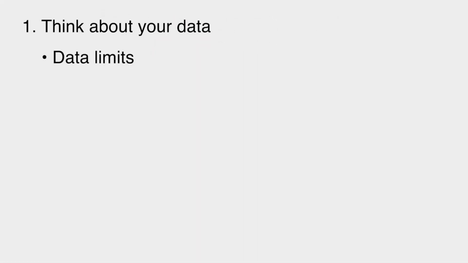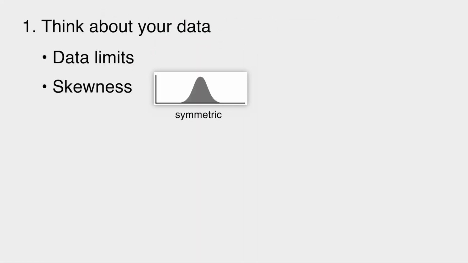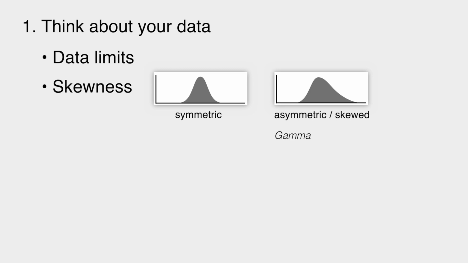The second criterion is skewness. If you know that your data is not symmetric, but skewed to one side, then you already know that your data is not normally distributed. Such data is usually best described using a skewed distribution, such as a gamma distribution, Weibull, or Lognormal distribution.